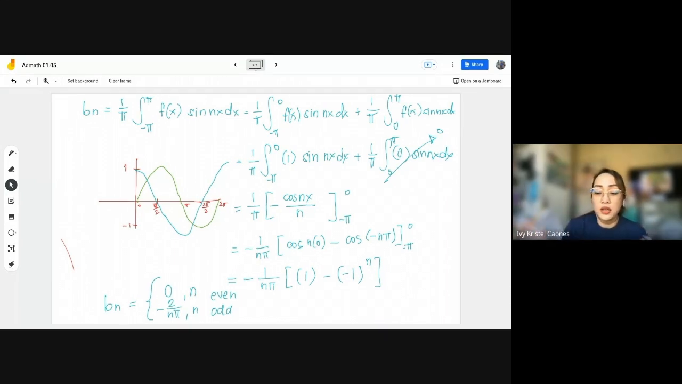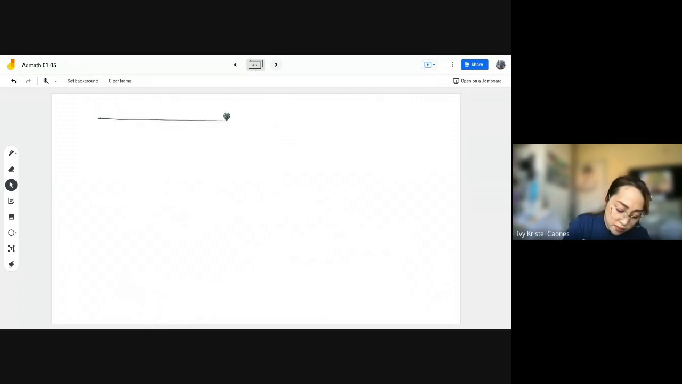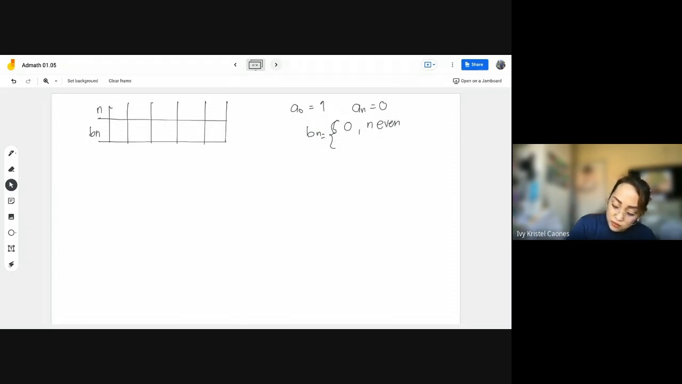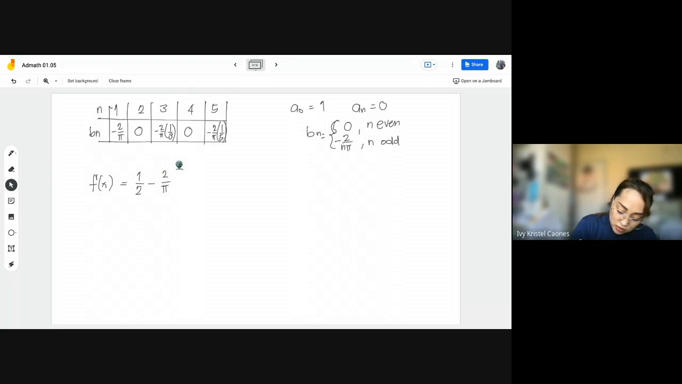So since we have our three constants, you can now have our table. Since our a sub n is 0, we will now tabulate for every value of n. We have b sub n, and a sub 0 is equal to 1, a sub n is equal to 0, b sub n is 0 when n is even, and negative 2 over n pi when n is odd. So even numbers, 0, 0, then negative 2 over pi, then negative 2 over pi times 1 third, and negative 2 over pi times 1 fifth, which will give you a general formula for our Fourier series, f of x equal to 1 half minus 2 over pi times sine. So this is now our Fourier series.